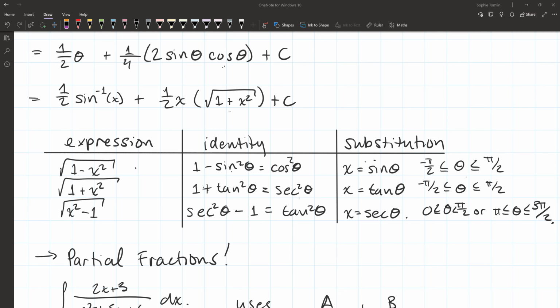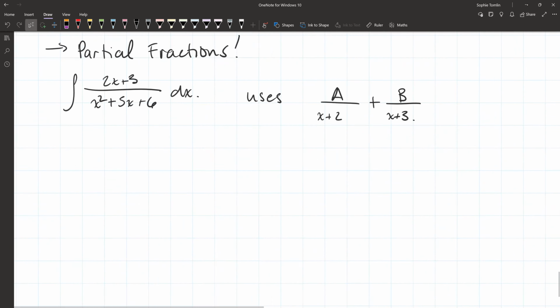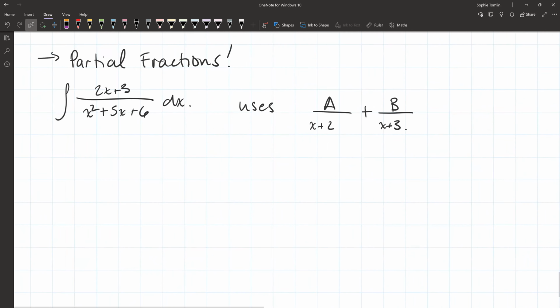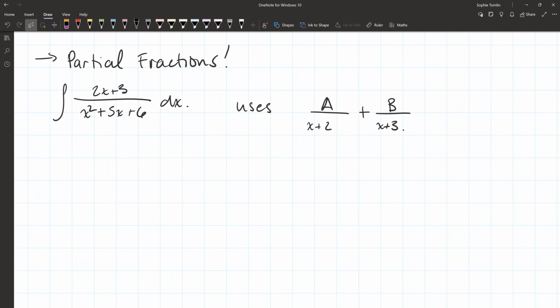So then we'll move on to partial fractions, which I actually did not have a chance to go through entirely. So I think we're going to go through it together now.